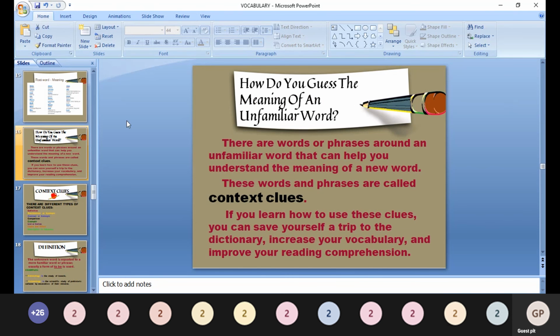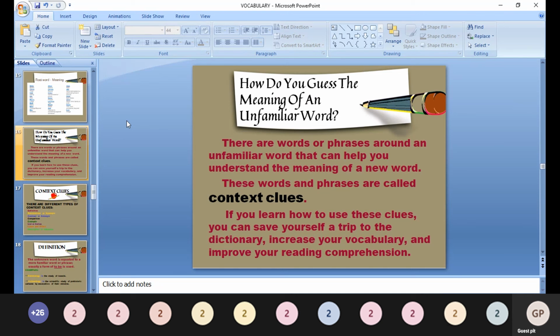Now we look at how to guess the meaning of an unfamiliar word. This is another way, using context clues. There are words or phrases around an unfamiliar word that can help you understand the meaning of a new word. Those words and phrases are called context clues. That's why you must read the sentence in and around that. When you read all around it, you will have an idea, and probably the meaning of the word is this or that. You could guess when you read the words around the main word that you don't know.